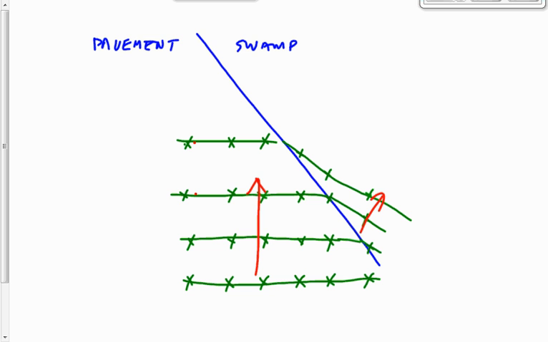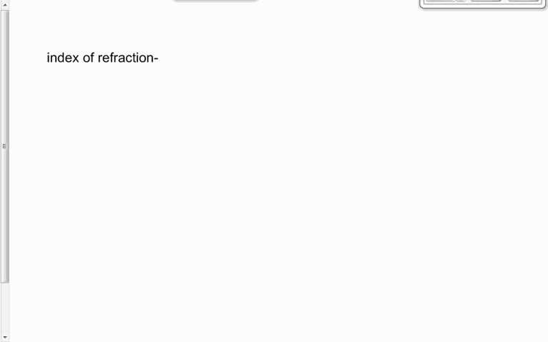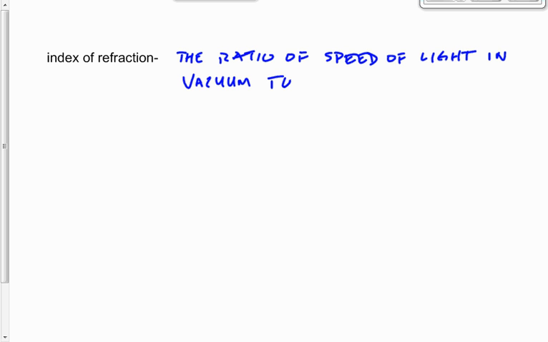So when we have refraction taking place, the bending of a wave, or the bending of light in this case, it happens because we go from one medium to the other and the speed changes. That results in the wavelength also changing, and it results in the direction also changing. We're going to define a term here called the index of refraction. The index of refraction is technically defined as the ratio of the speed of light in a vacuum to the speed of light in another medium. Whatever medium it is that you're trying to find the index of refraction for.